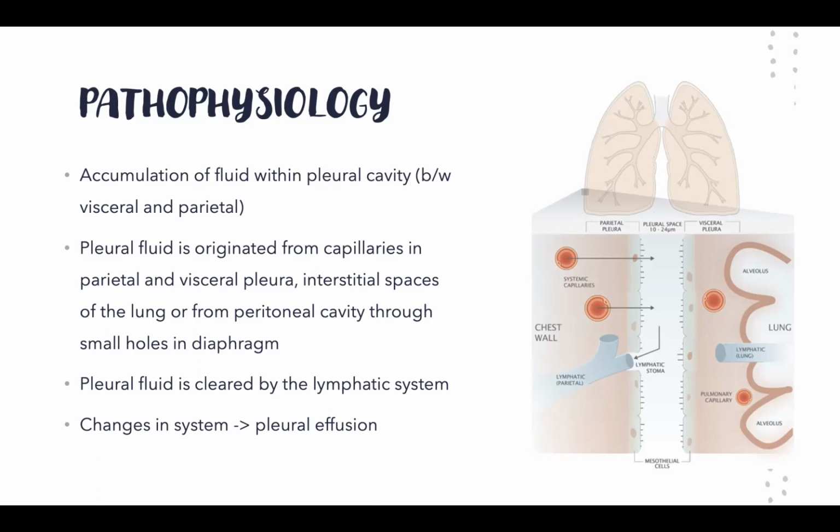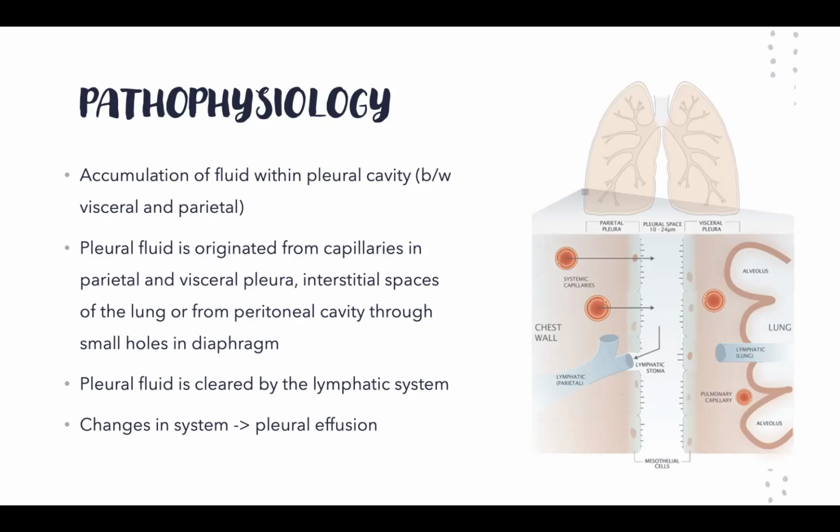So where does it come from? Here we've got the parietal pleura on the left, the visceral on the right. So here's our pleural space. As the visceral is part of the lung, we've got our pulmonary capillaries. Here are our alveoli, and this is where gas exchange occurs. On the left-hand side, we've got the parietal pleura. It's got our systemic capillaries, because there is some fluid that comes from these capillaries during these exchanges. So both of these contribute to the pleural fluid.